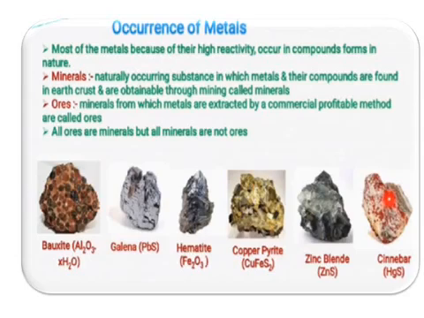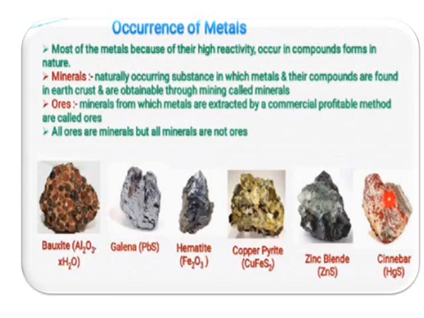See the slide. Most of the metals, because of their high reactivity, occur in compounds in nature. What are minerals? They are naturally occurring substances in which metals and their compounds are found in the earth's crust and are obtained through mining, called minerals. Then what are ores? Minerals from which metals are extracted by a commercially profitable method are called ores. All ores are minerals, but all minerals are not ores. So this is a very important statement.